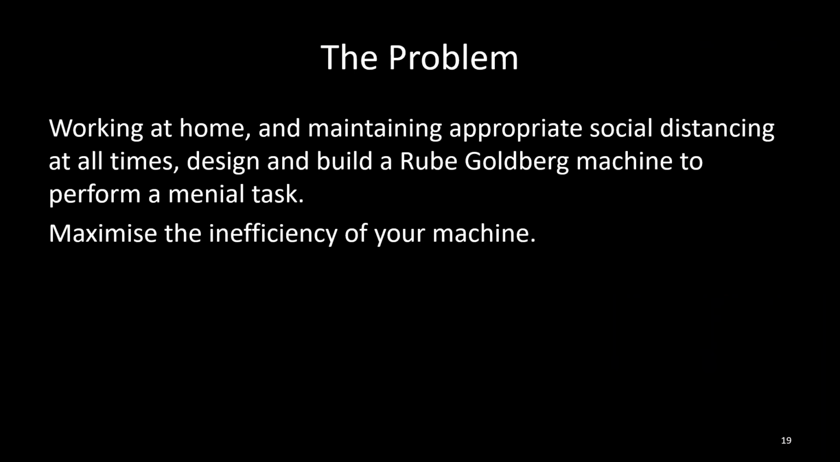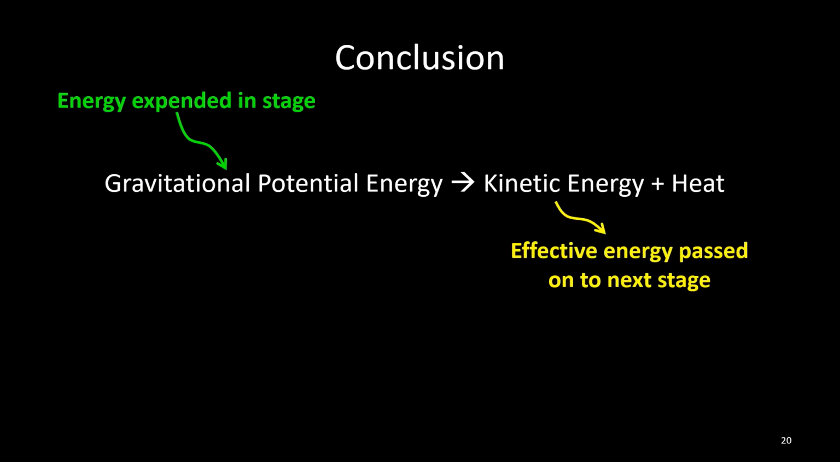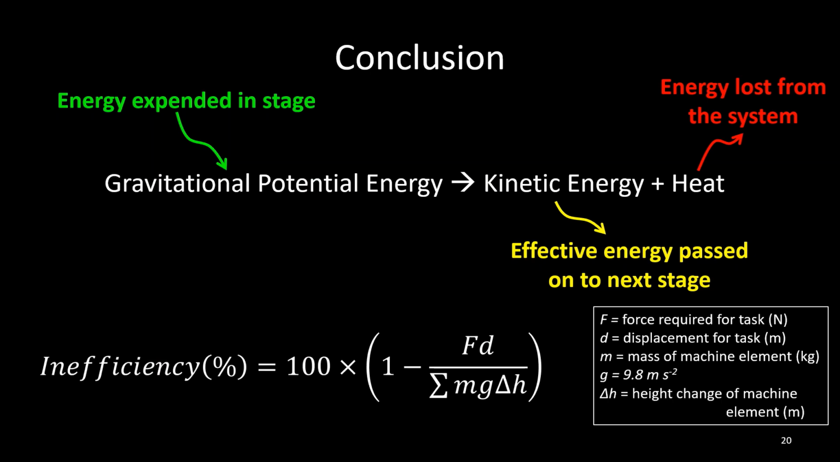So just to review the problem: working at home and maintaining appropriate social distancing at all times, design and build a Rube Goldberg machine to perform a menial task. Maximize the inefficiency of your machine. So to conclude, gravitational potential energy is expended in each stage, which is converted into kinetic energy, being passed on to the next stage, and a lot of it is lost as heat. And the inefficiency can be expressed as 100 times 1 minus the effective work done, force times distance, divided by the energy expended, which is the sum of the mgh of each stage.